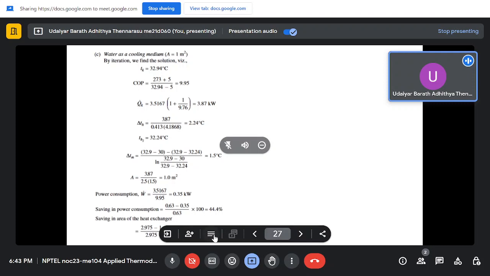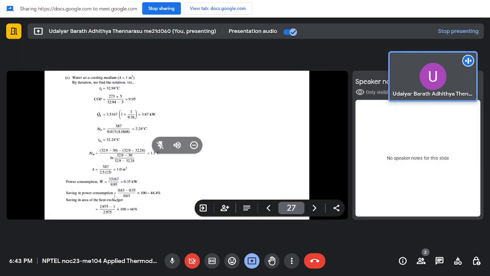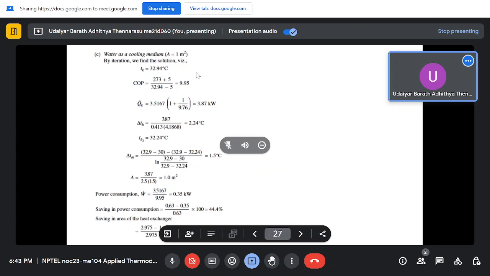And if you see the saving in area of the heat exchanger, previously 2.975 meter square of heat exchanger was used, minus 1 for the current condition, divided by 2.975. So we see a 66% reduction in heat exchanger area when we switch from an air cooled condenser at 43 degrees Celsius to a water cooled condenser with a temperature of 30 degrees Celsius.